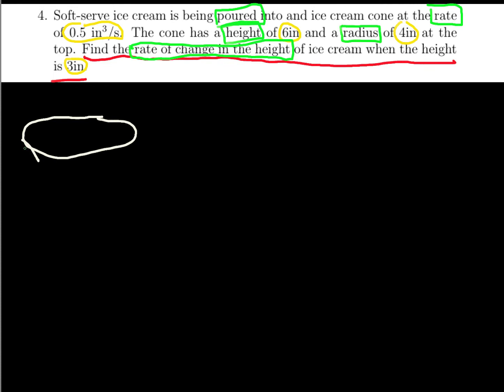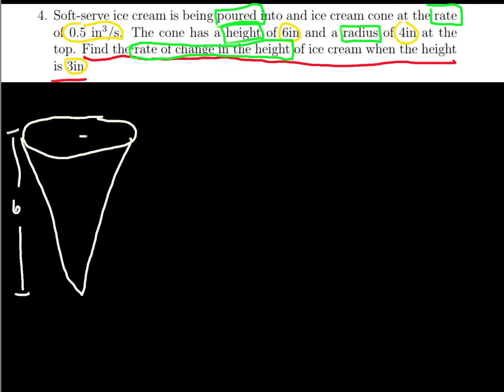A standard cone looks maybe something like this. And we know that the height of the cone is 6 inches. So the height of the cone is, say, 6 inches. And the radius of the cone is 4 inches. So that's the radius.